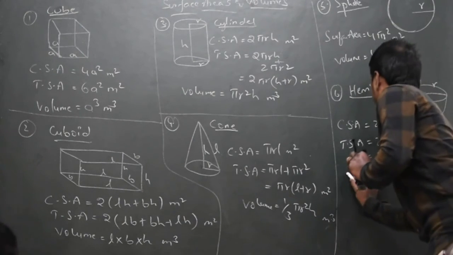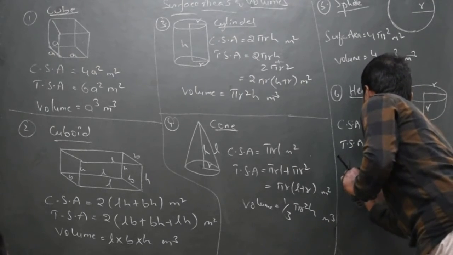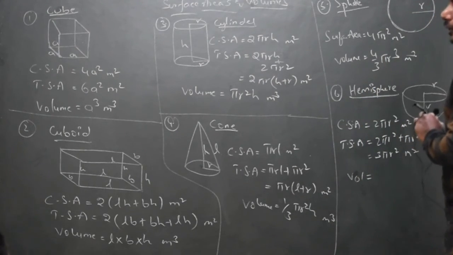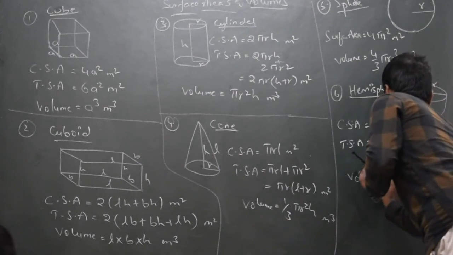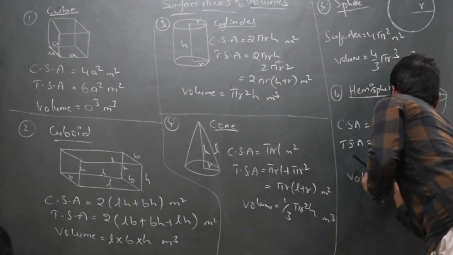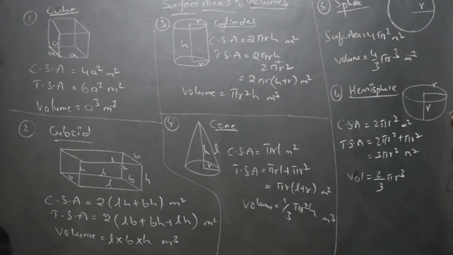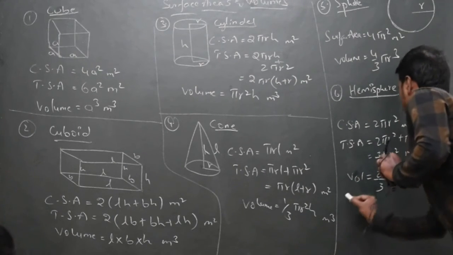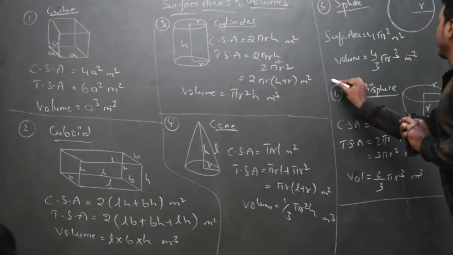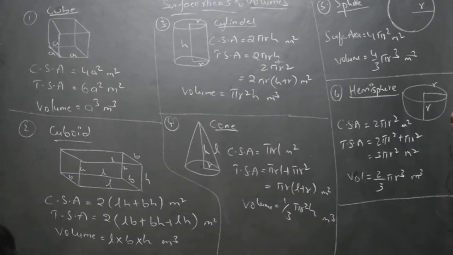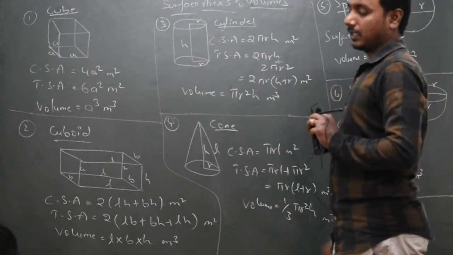Okay? Then what is the volume? 4 by 3 pi r cube is volume here. So 2 by 3 pi r cube. Clear? Sphere and hemisphere.